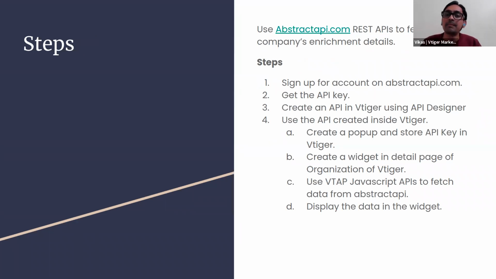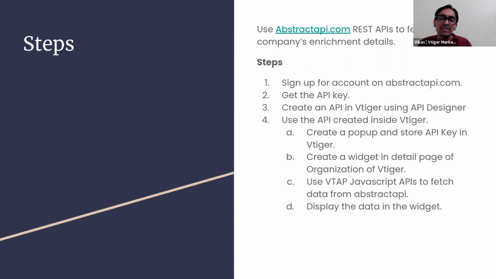So getting into the exact set of steps we will be doing: there is a company called abstractapi.com, and this company gives REST APIs or services, and by just sending them the domain address or the email address, they'll give all this company enrichment data to us. In terms of steps, we'll first sign up for an account in abstractapi.com, and accessing this data is done through an API key. So Abstract API will generate a key and give it to you. We'll use that key. After we get the key, our work outside Vtiger is done. Now everything will happen within Vtiger.